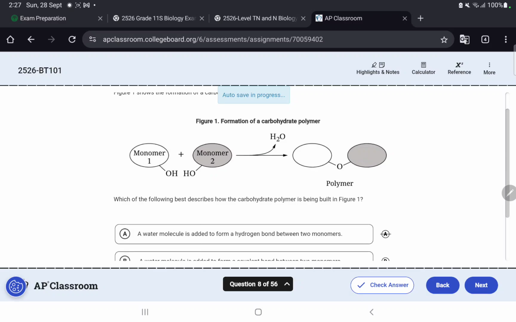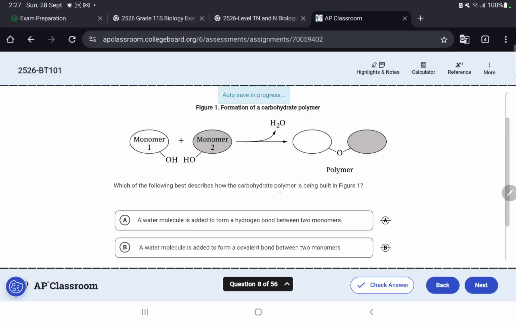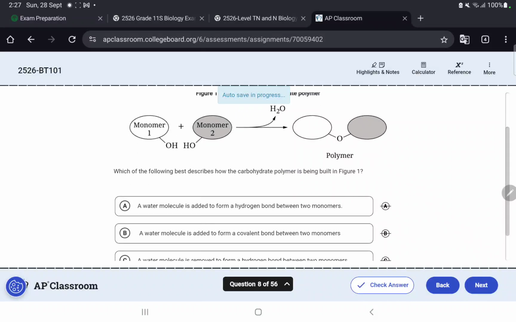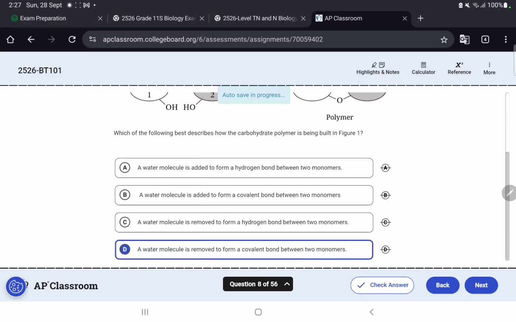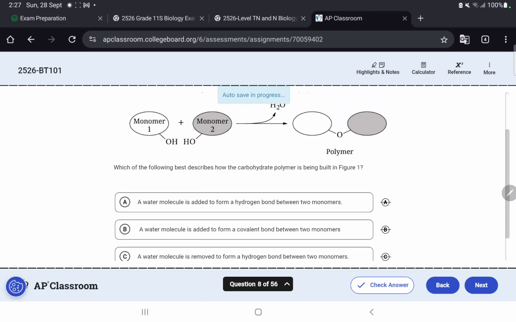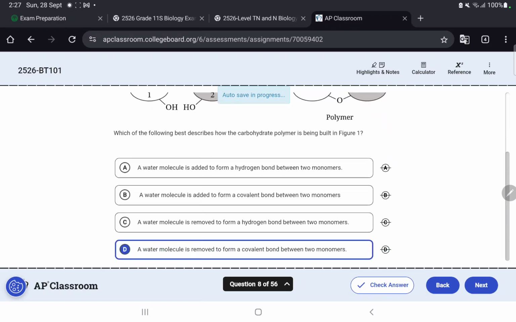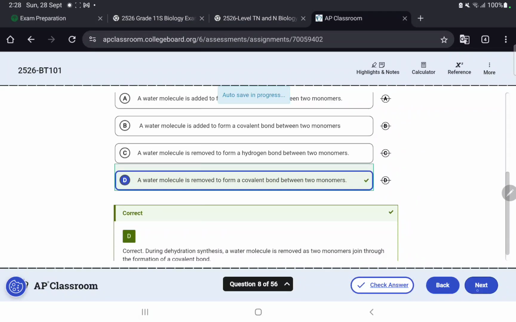Okay, which of the following best describes how the carbohydrate polymer is being built in figure 1? Obviously, monomer number 1 and monomer number 2 are being put together by a dehydration reaction. Okay, dehydration synthesis, condensation, and a water molecule is removed and the covalent bond is formed. So that is correct.